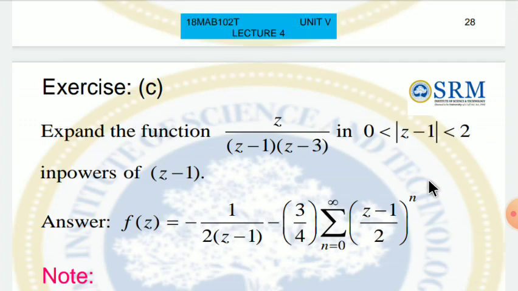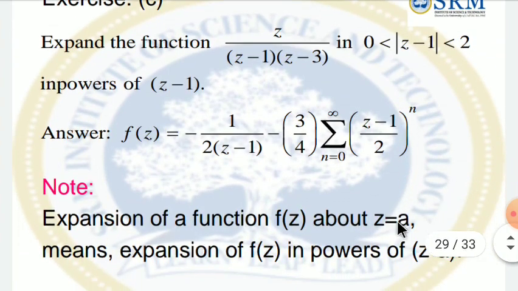And from the above problems we conclude that the expansion of f of z in powers of z minus a means the expansion about the point z equal to a. What about z minus 1? It is about the point z is equal to 1. Got it? So this is the idea behind this topic about the point.